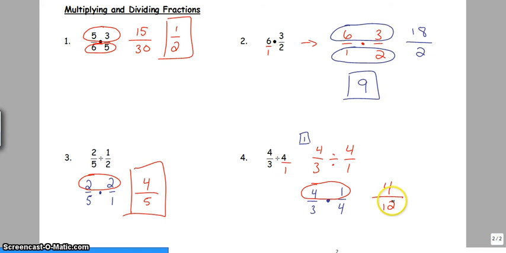I check to see if it's simplified. This one is not simplified. So I use my Simplify Fraction app to simplify this to 1/3, and that's my final answer.